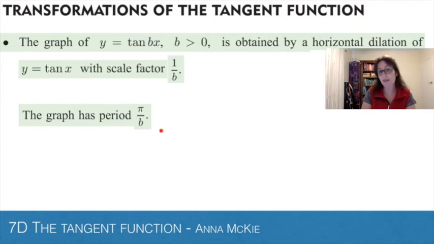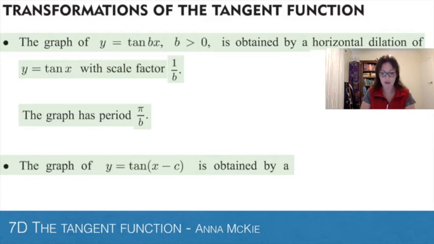Think back to the period of sine and cos. Their period was 2 pi, and the same technique applied. If you had a b value next to x, you took 2 pi and divided it by b. This time round you're taking the period of pi and dividing it by b. So the technique's still the same.